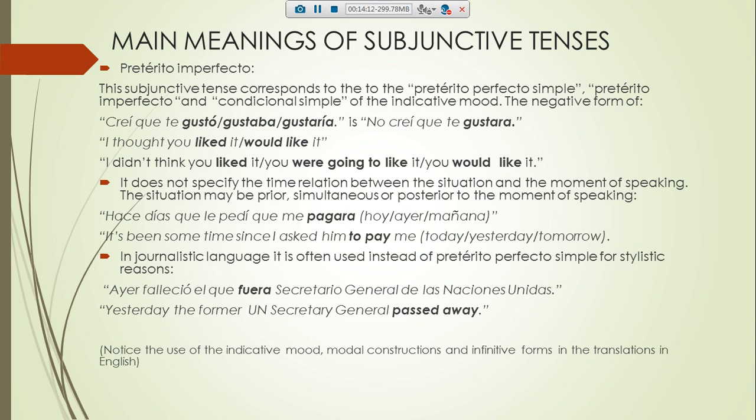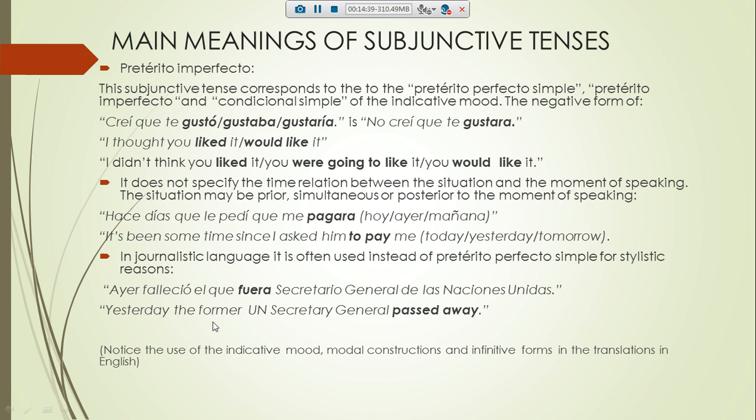In journalistic language, it is often used instead of pretérito perfecto simple for stylistic reasons. So, ayer falleció el que fuera secretario general de las Naciones Unidas. Of course, we could use indicative mode. Ayer falleció el que fue secretario. But el que fuera secretario adds a nuance of style.